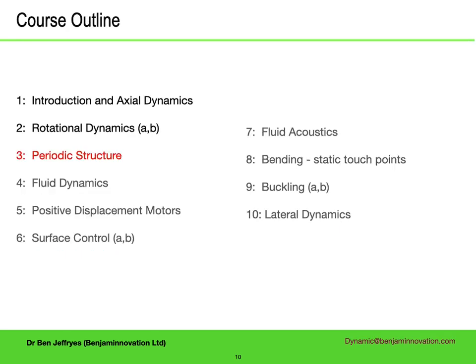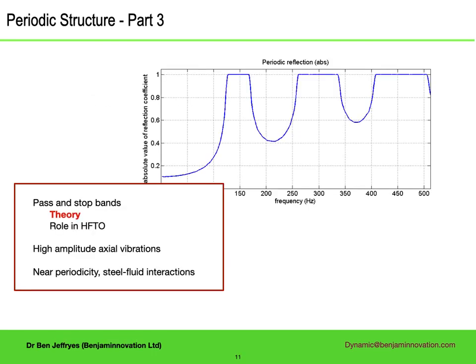The third presentation looks at the implications on drill string dynamics of the periodic structure of the drill pipe, the alternating thin pipe and thick joints. First, the theory, showing how some frequencies propagate in the pass bands and others do not in the stop bands, and how energy generated at stop band frequencies on one side of the drill pipe stays there. The graph shows how there can be complete reflection in the stop bands from drill pipe.